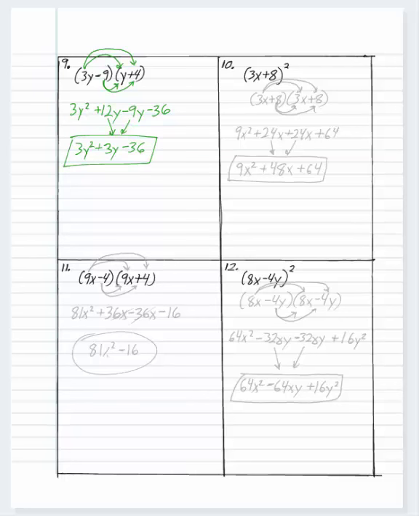(3x plus 8) squared. Again, the square just means multiply with itself. But other than that, method is the same. So 3x times 3x is 9x squared. 3x times 8 is 24x. 8 times 3x is 24x. And 8 times 8 is 64. From here, we can combine the middle terms, 24x and 24x, which will give you 48x. Then everything else comes down.